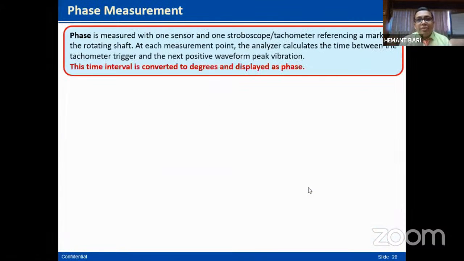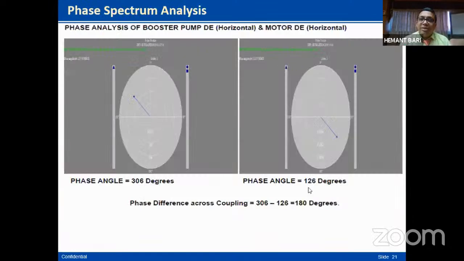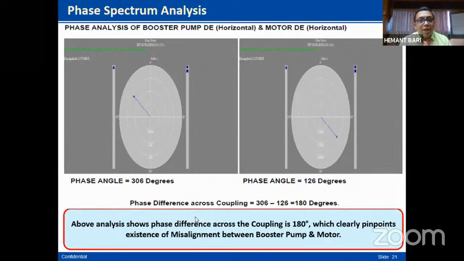For the phase analysis, we took phase readings, with a stroboscope connected to the vibration analyzer, and from that we got the phase readings. Across the coupling we got a 180 degrees phase difference. Whenever there is a 180 degree phase difference across the coupling between two bearings, we confirm that there is a misalignment between those two.